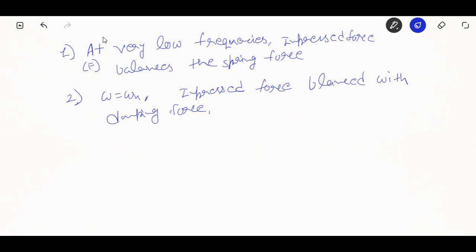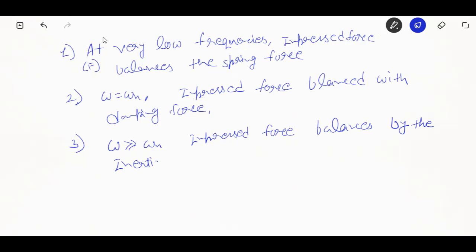And similarly, the third part, at very high frequency, where omega is greater than omega n, the impressed force is balanced by the inertia force. Inertia force, right? So these are a few points regarding the force that has been applied.